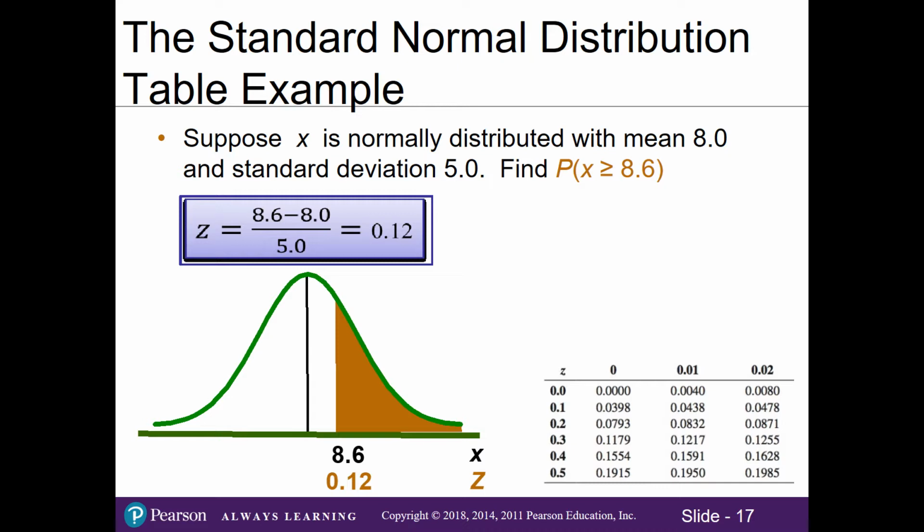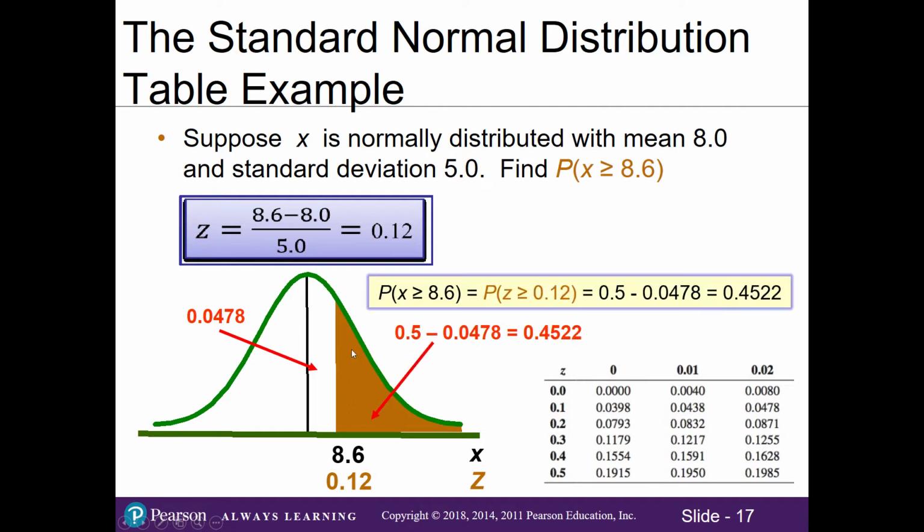Similarly, whether you're on the right side or the left side, it's the same process, where we've already converted what our x value at 8.6 is for our z. So we already know it's 0.12, and that the area according to our appendix between our mean and our z value is 0.0478. But I want to know the shaded area, so greater than 8.6. So here again, I'll take my 0.5, because I've got half my curve, subtract the area I don't want, and that gives us 0.4522 for my shaded area here on the right, or what's greater than 8.6.